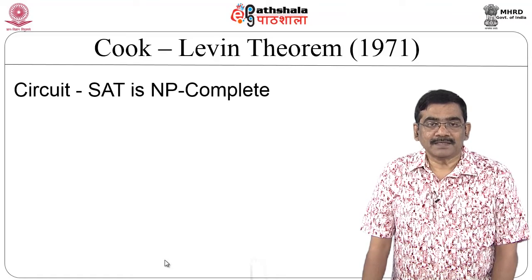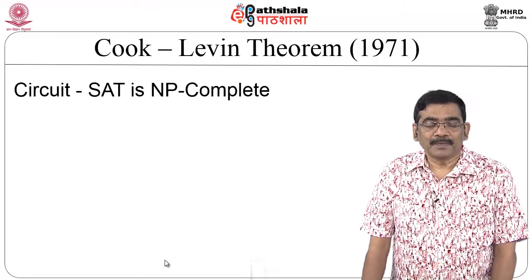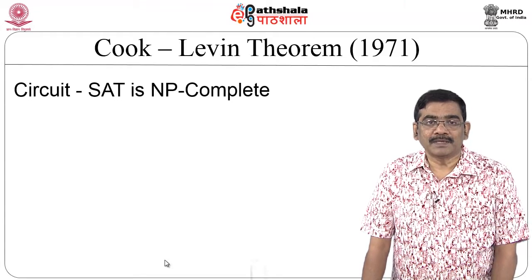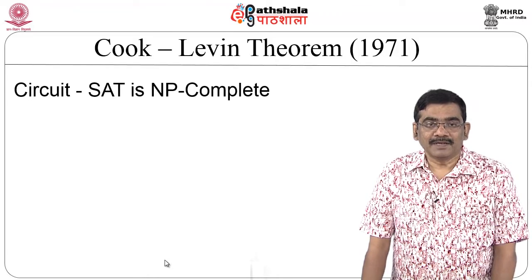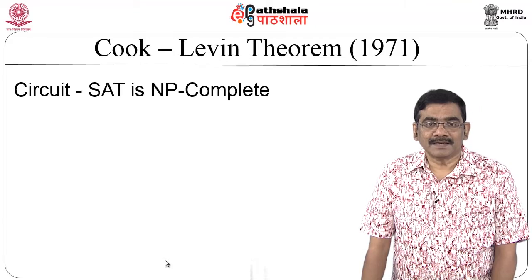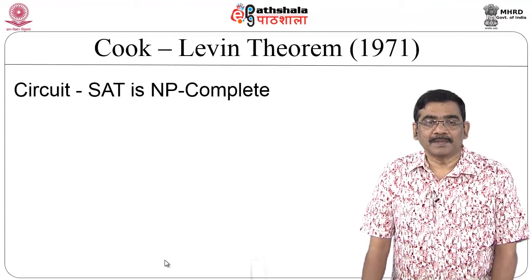Recollect now that if we are given a problem A and we want to prove that it is an NP complete problem, then all we have to do is take a well known NP complete problem and reduce that problem to the given problem A. If that is the case, we can say that problem A is also NP complete.